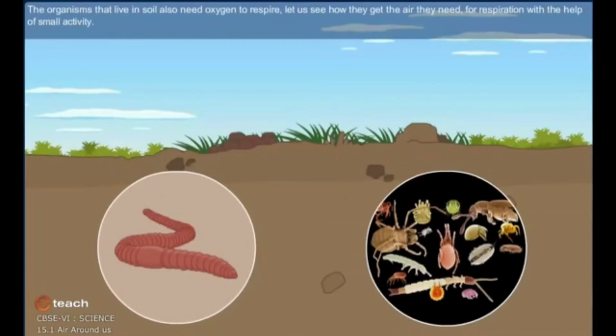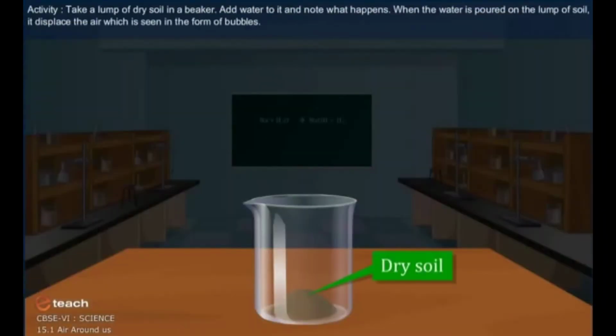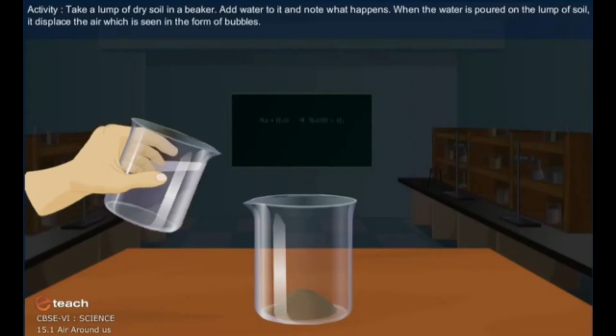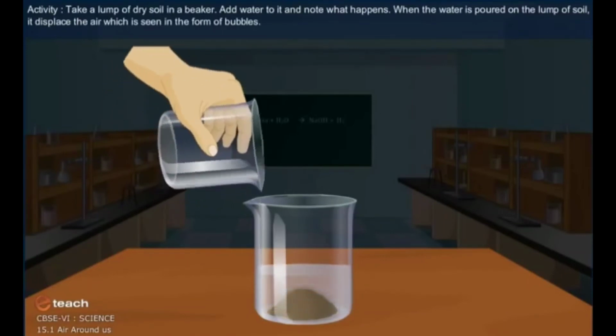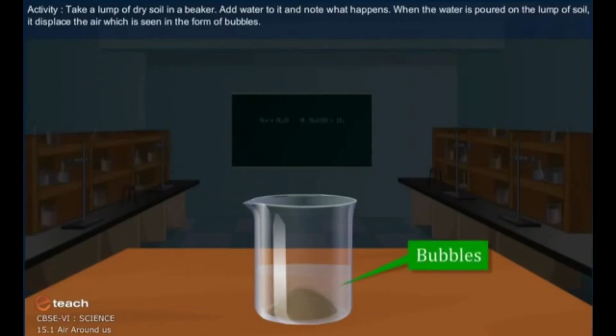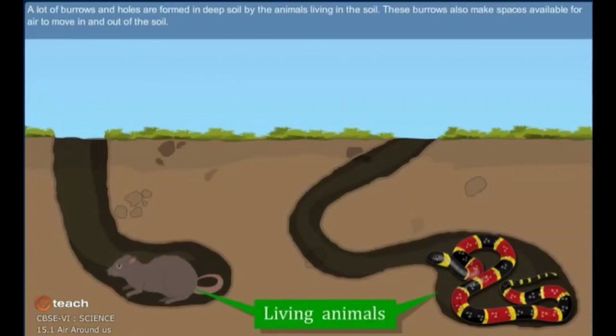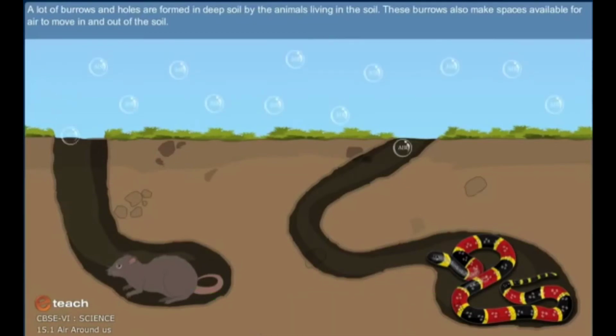Let us see how they get the air they need for respiration with the help of a small activity. Activity. Take a lump of dry soil in a beaker. Add water to it and note what happens. When the water is poured on the lump of soil, it displaces the air, which is seen in the form of bubbles. A lot of burrows and holes are formed in deep soil by the animals living in the soil. These burrows also make spaces available for air to move in and out of the soil.